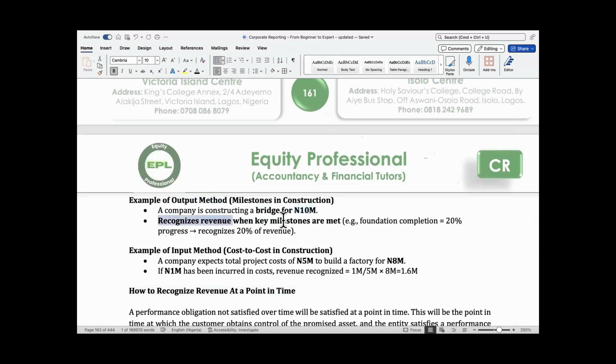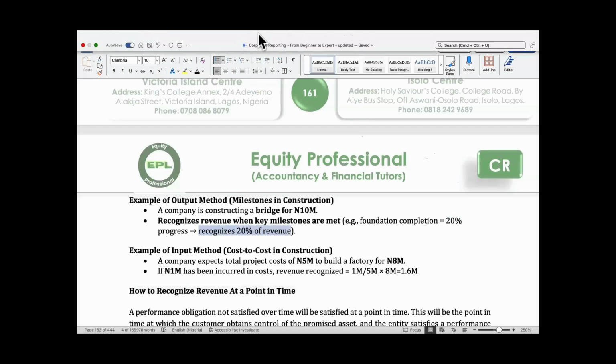You recognize revenue when key milestones are met. For example, if the foundation represents 20% progress, it means that you can recognize 20% of your revenue. That's the output method. Okay, what's your progress to date? Then you can use that as a basis for revenue recognition.